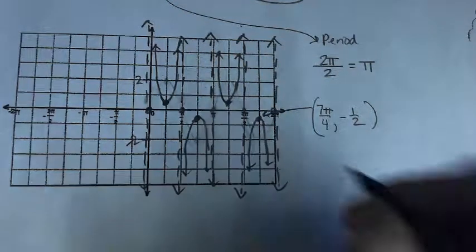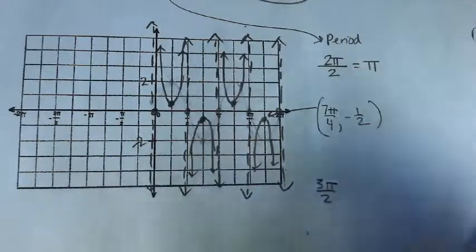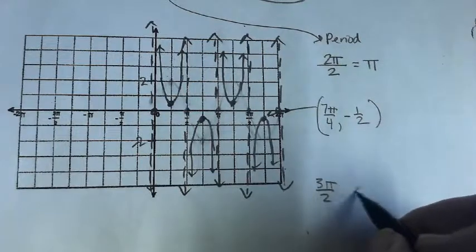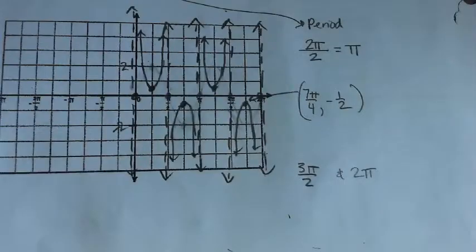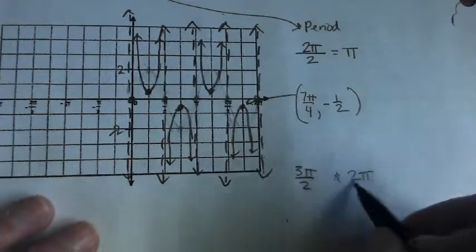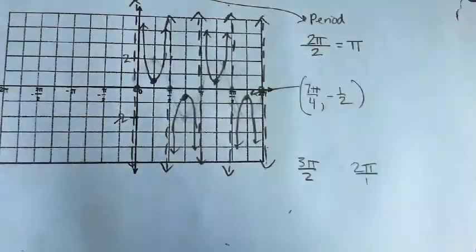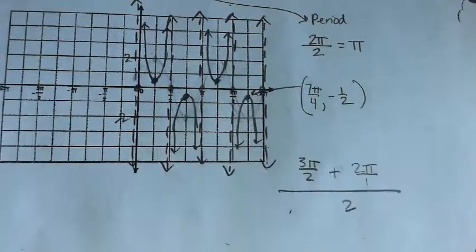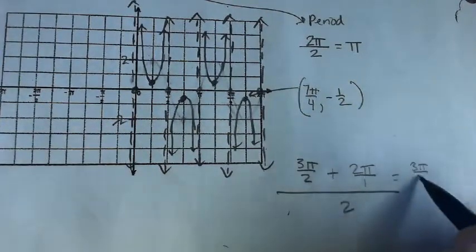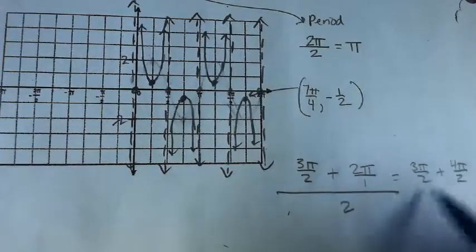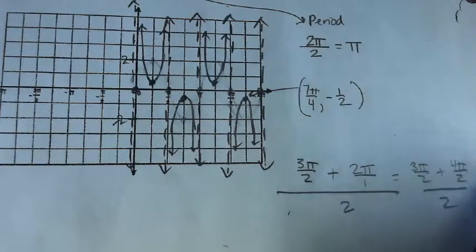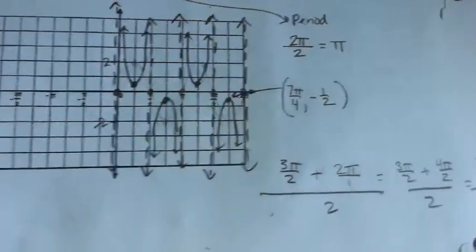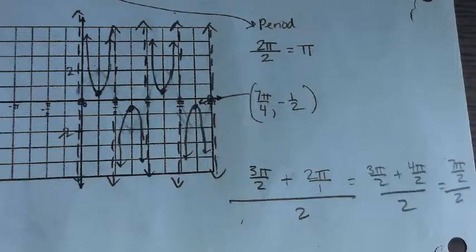Couple strategies to finding the halfway point between 3 pi over 2 and 2 pi. Anytime you're looking for a halfway point, you're looking for an average, right? You could just average these together. So add them up and divide by 2. So that's going to be 3 pi over 2 plus 4 pi over 2 when I get a common denominator. That's going to be 7 pi over 2 divided by 2, hence the 7 pi over 4 that Connor came up with.